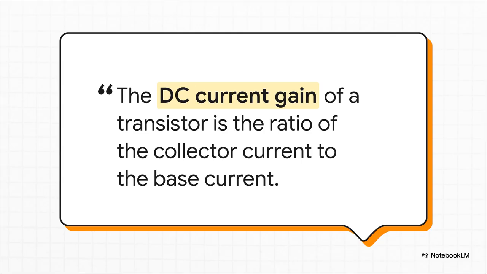It's all about something called current gain. The best analogy is a giant water valve. Imagine you can control a massive fire hose with a tiny little knob. A tiny, effortless turn of that knob, that's your small base current, unleashes a huge, powerful torrent of water. That's your big collector current. A tiny input gets you a massive output.